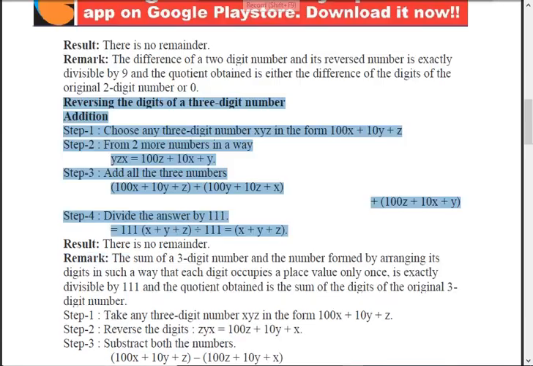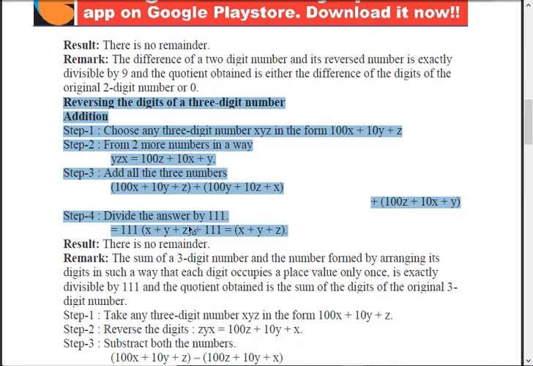Okay, reversing a three-digit number. Choose the three digits. So 100x plus 10y plus z, right? We said this earlier. Form two more numbers in the way, like y, z and x, reversing. So 100z plus 10x plus y. Add all the three numbers. So 100x plus 10y plus z, plus 100y plus 10z plus x, plus 100z plus 10x plus y, means we have rearranged the digits two times, right? So yzx, then zxy. Divide the answer by 111.